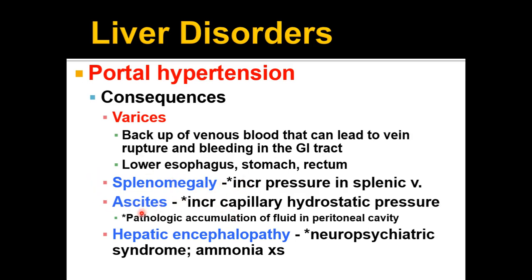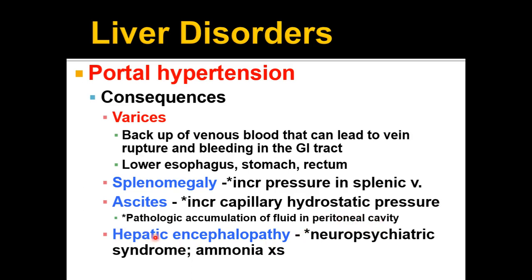Ascites can develop because of portal hypertension. Basically, ascites is fluid accumulation in the peritoneal cavity. In this case it is caused by increased capillary hydrostatic pressure because of portal hypertension. The pressure within those veins is just too high, and that's a filtration favoring force. So fluid is going to filter out of the veins and accumulate in the peritoneal cavity.